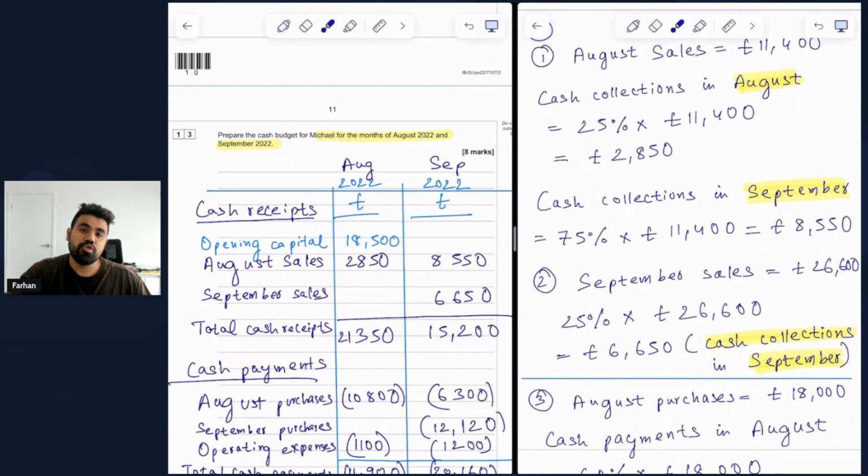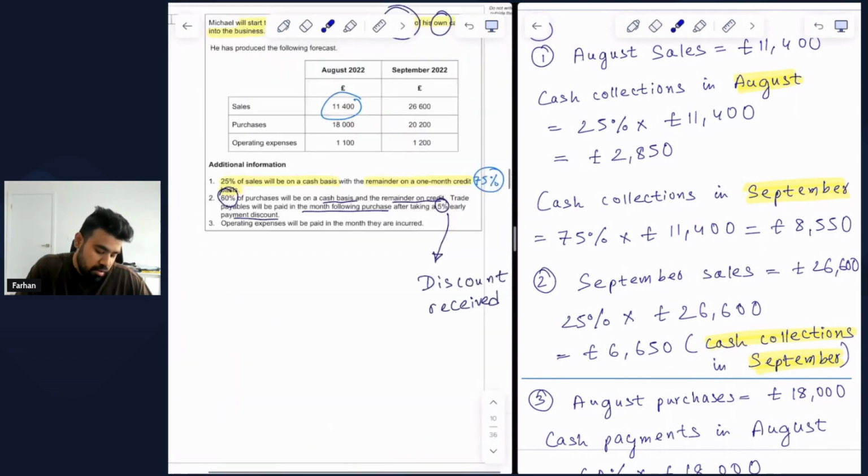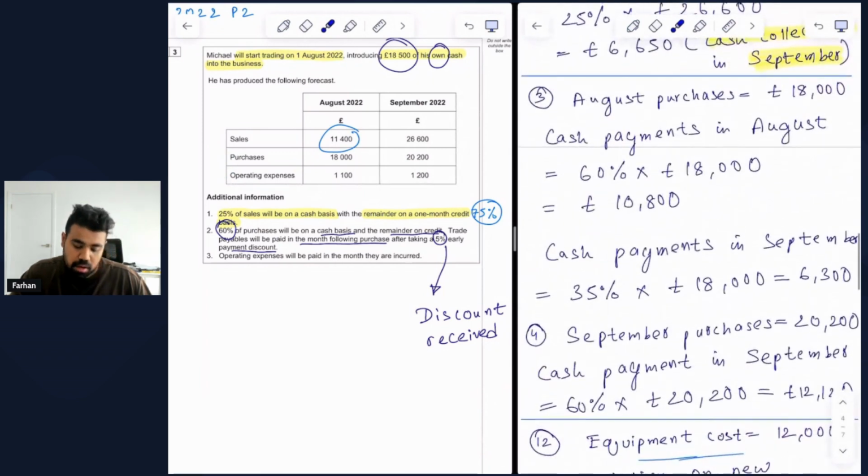Now we're going to be looking into cash disbursements or cash payments or cash purchases. So the only two items that we have in the question for cash outflow or cash payments are purchases and operating expenses. So let's start with the purchases first. August purchases are forecasted at £18,000. As you can see, it's given here in the table. We understand, based on the requirement of the question, given in point number 2 of the additional information, that 60% of purchases will be on a cash basis and the remainder on credit.